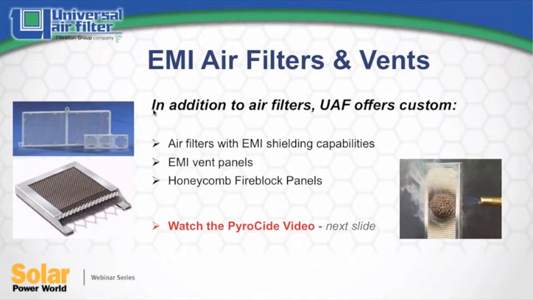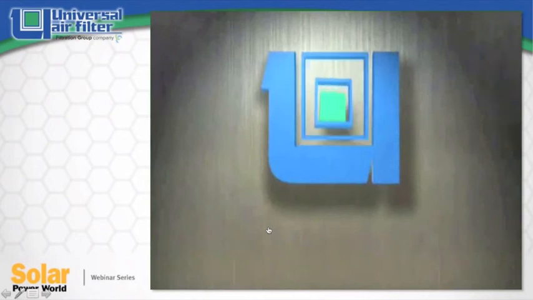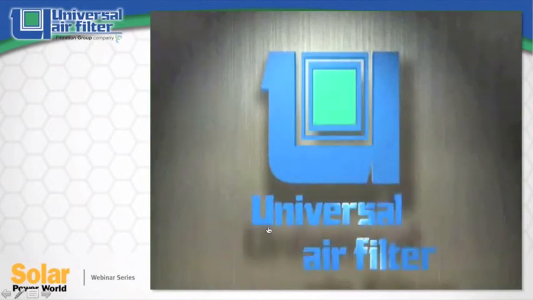Finally, honeycomb fireblock panels are available to allow air to flow freely in vent openings under normal operating conditions. In the event of a catastrophic equipment fire, flame-activated panels transform into fire blocks to prevent damage from spreading to other devices in the network. Check out this Pyrocide video and learn about a more robust equipment protection option.